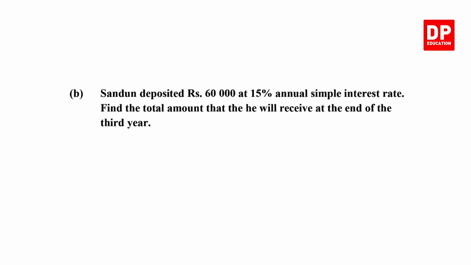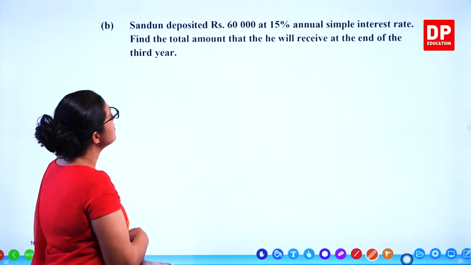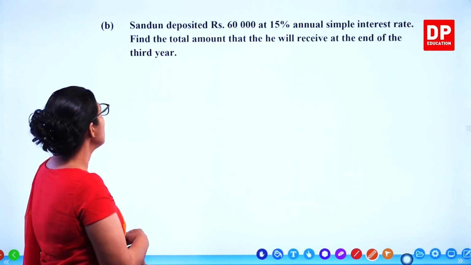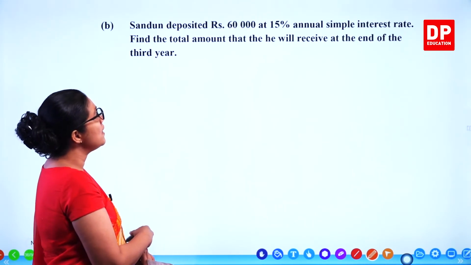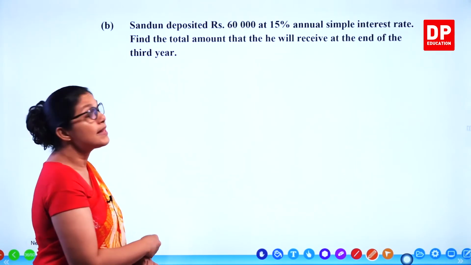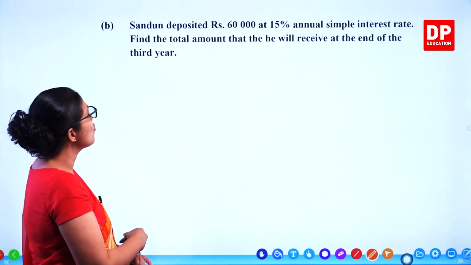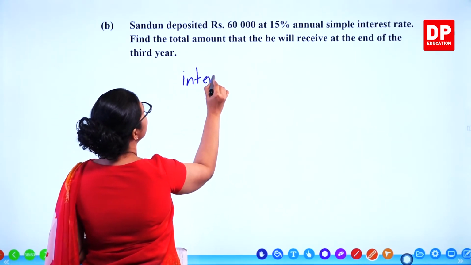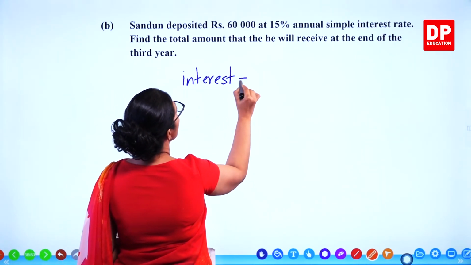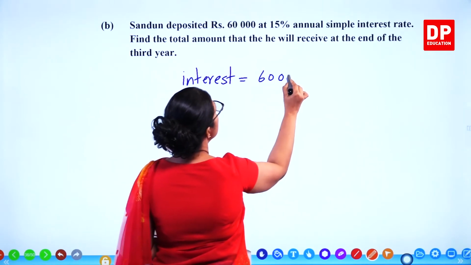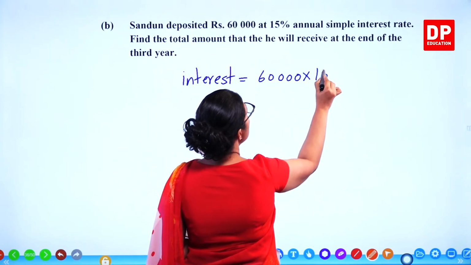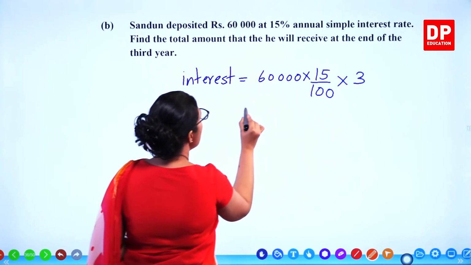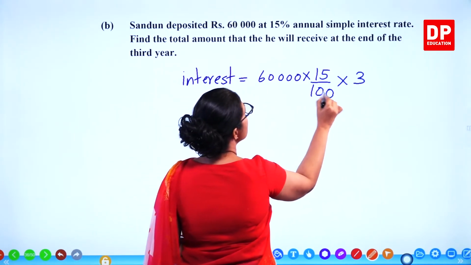So let's do part B. Sandun deposited 60,000 rupees at 15% annual simple interest rate. Find the total amount that he will receive at the end of the 3rd year. So this is simple interest. So what's the interest after 3 years? 60,000 into 15%. That's for 1 year. Multiply by 3 for 3 years.